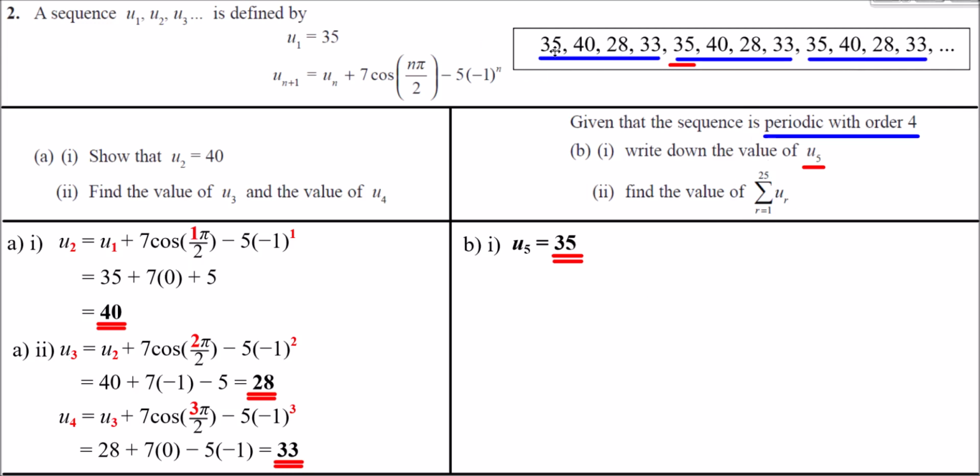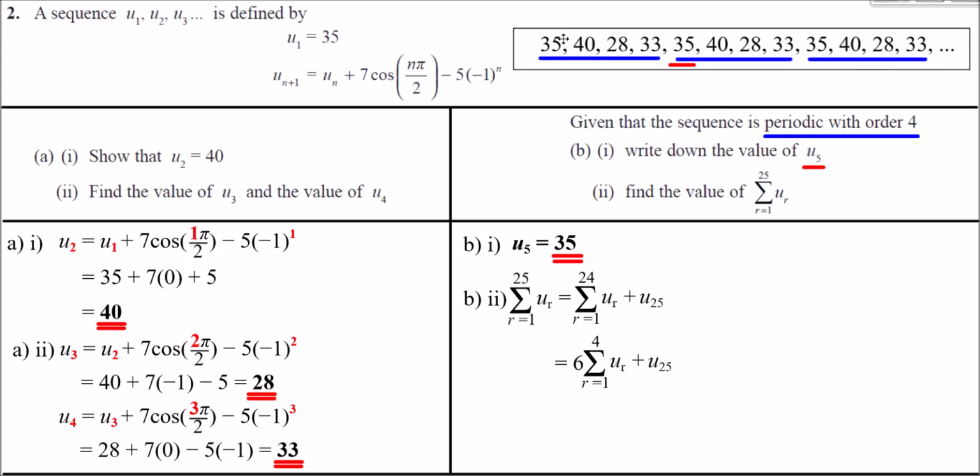We use this idea of how many terms are in each repeating block. It's periodic of period 4. So the first 25 terms, how many blocks of 4 fit into 25? Well, I could fit 6 lots of 4. So I could find the first 24 terms, then just add on the 25th one. The first 24 terms is 6 lots of this block of 4. So that's the same as saying I want 6 lots of this repeating block plus the 25th term.